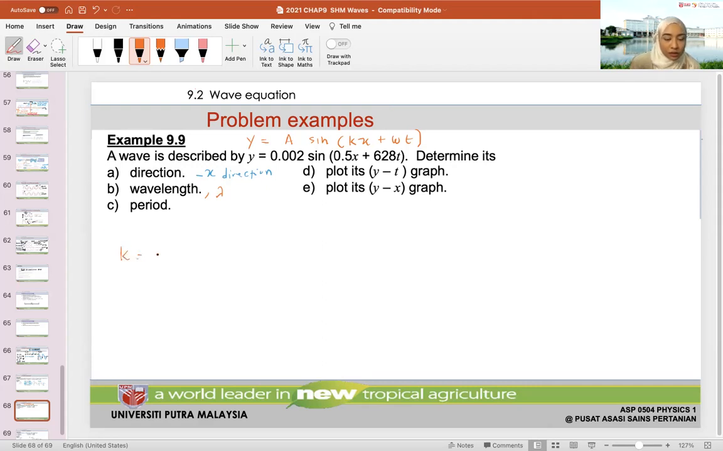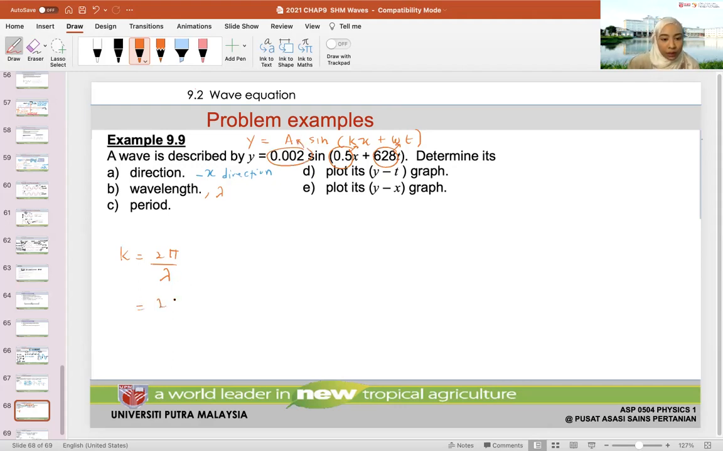Inside k. Okay. So k is actually 2 pi over lambda. So if you know what your value k is, you will know what your lambda is. In this case, your k is 0.5. How do I know? I match it. This one has t, so it is omega. This one in front of the sine is A.